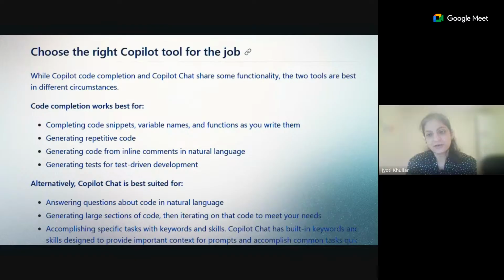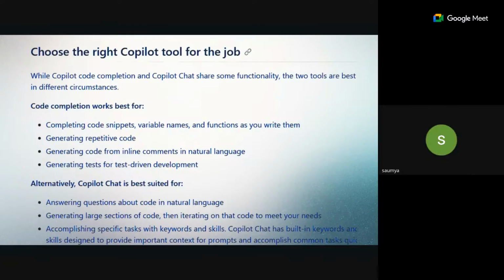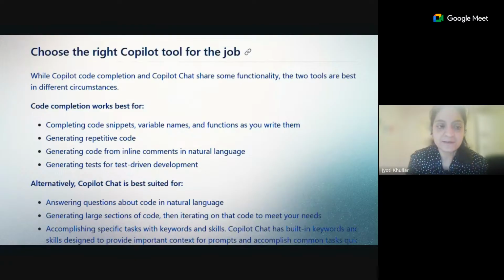And if it is like choose the right Copilot tool, then the job should also be defined, what job they are specifying. Like, is it coding, or what is the purpose of the Copilot tool? So they have to define that. Yes, Jairam, you were saying something? You're absolutely correct.